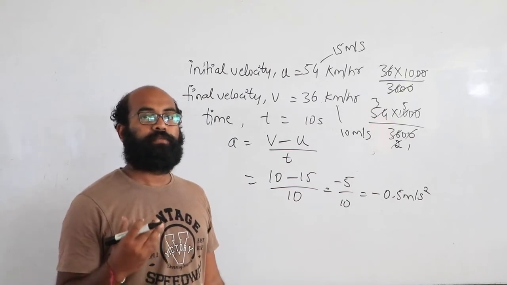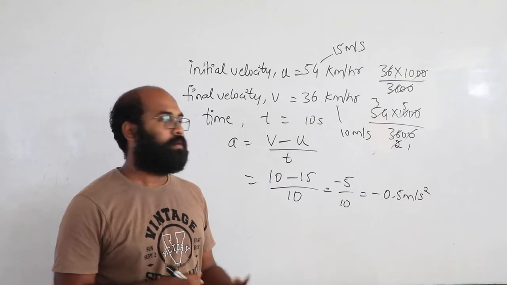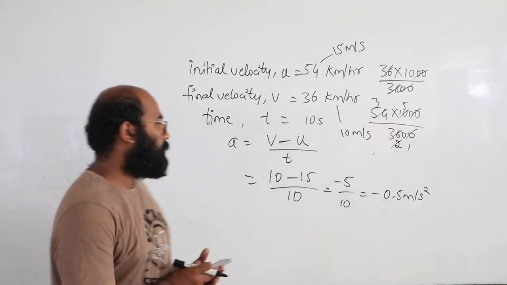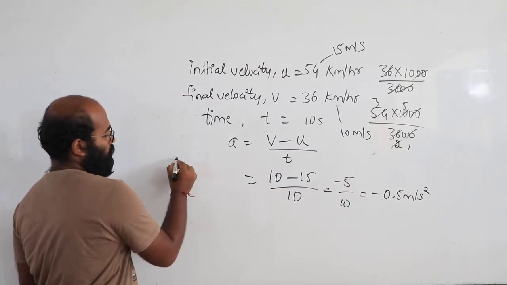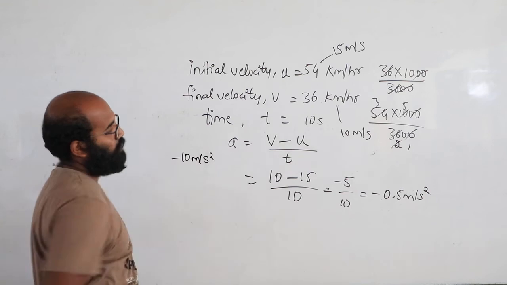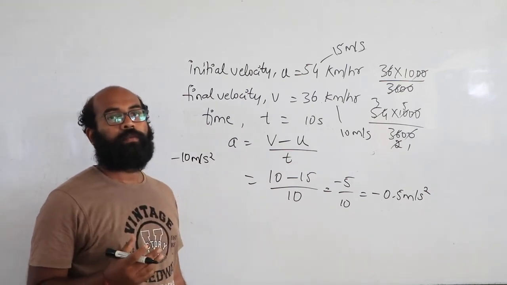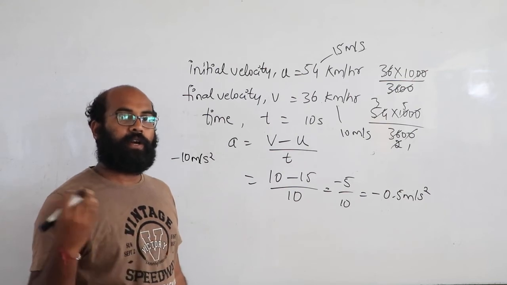That means the speed is decreasing. So they might just give you the value, say the acceleration of an object is minus 10 meter per second square. So they might ask, is the object's speed increasing or decreasing?